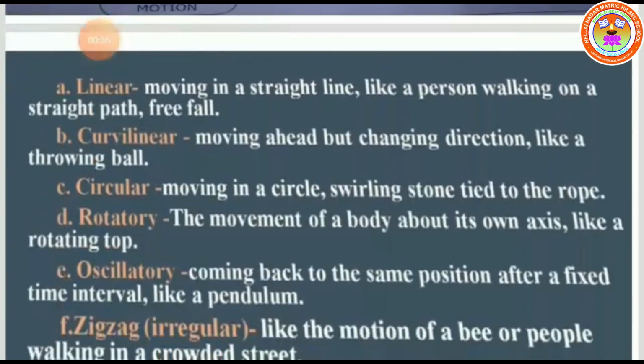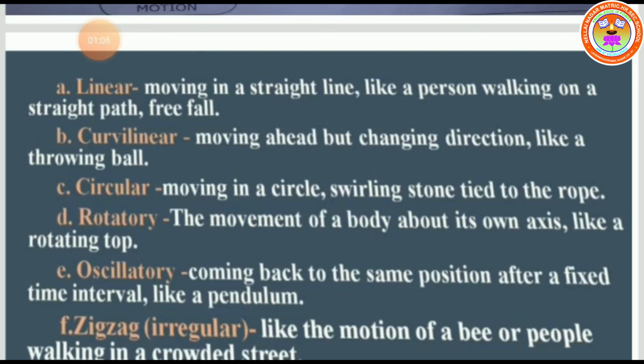You know children already, linear motion is moving in a straight line, like a person walking on a straight path or free fall. Curvilinear motion is moving ahead but changing direction, like a thrown ball. Circular motion is moving in a circle, like swirling a stone tied to a rope. Rotatory motion is movement of a body about its own axis, like a rotating tap.